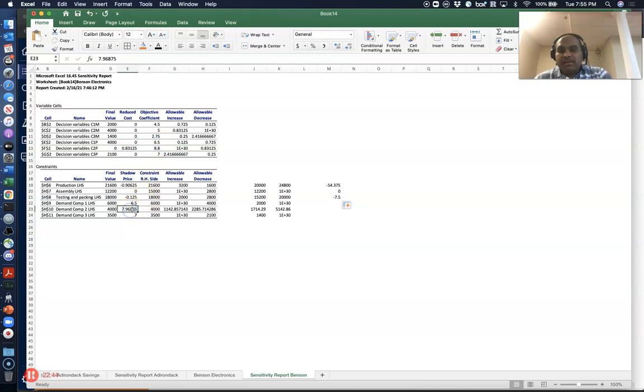But this is $7.97. This is different from the $8.80. That's because the final value is 0. You're not buying anything from the outside. You're making all of component 2 internally. That's because component 2 has the biggest difference between making and buying price. So there's a huge difference: it's $8.80 to buy it from the outside, but it's only $5 to make it ourselves. So you're making all of that internally.